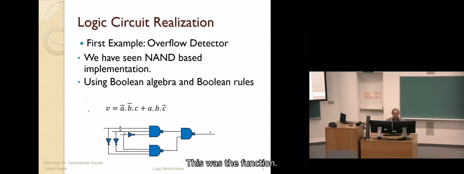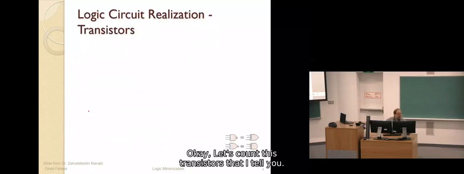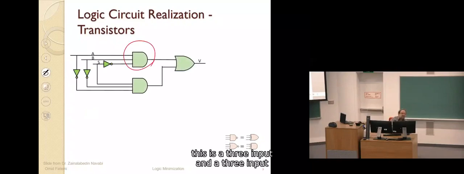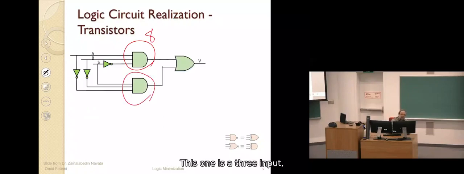And this was the function. Okay. Let's count the transistors. This is the first design. In the first design, this is a 3-input AND. A 3-input AND has 8 transistors: 2 transistors for each input and 2 transistors for negating. This one is a 3-input AND, so it has 8 transistors.